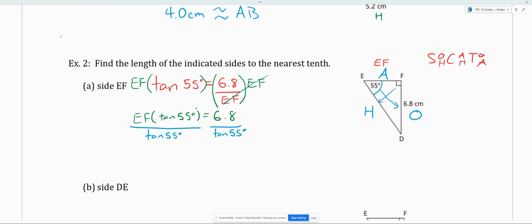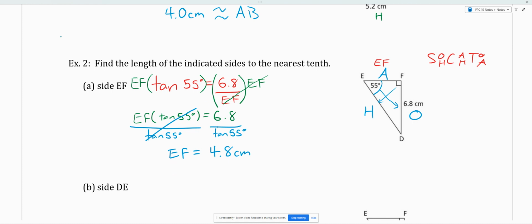Okay? And again, so this is now going to cancel. That divided by that is 1. So I'm going to be left with EF. And when you put this in your calculator, 6.8, and divide it by the tangent of 55, again, make sure you're in degree mode, you are going to get 4.8 centimeters when you round it to the nearest tenth.